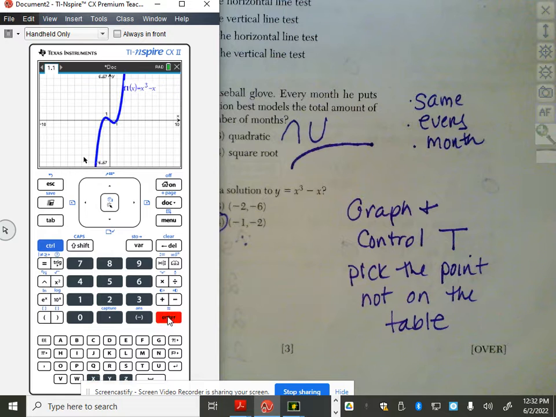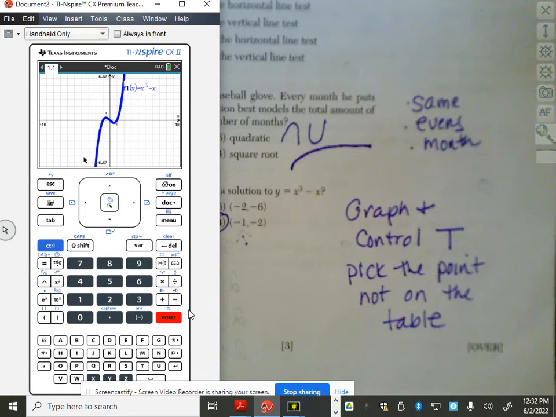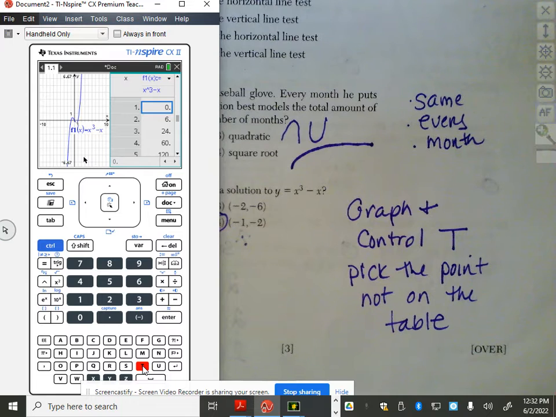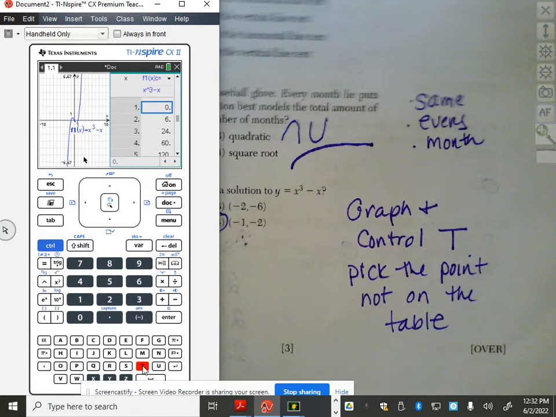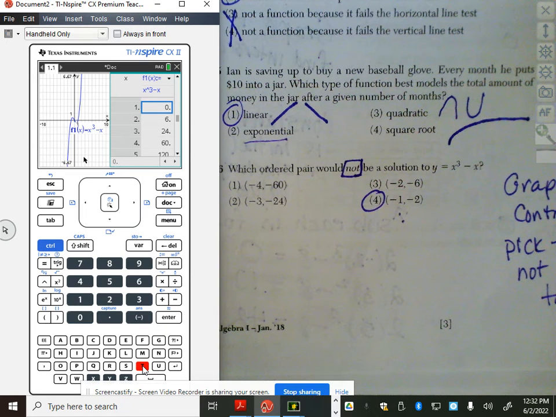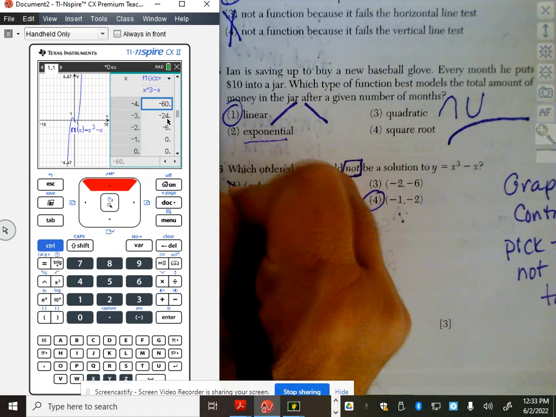hit enter. We get our graph, and that can help us because we can look at what each of those points are, but some of those points of given choices were pretty darn big. So we want to hit Control T and see which points are actually on the graph. We want to find the one that is not. So the first one has an x value of -4, so I'm going to scroll up until I find -4. And I do see the point -60, so that is on the graph, so that doesn't work.